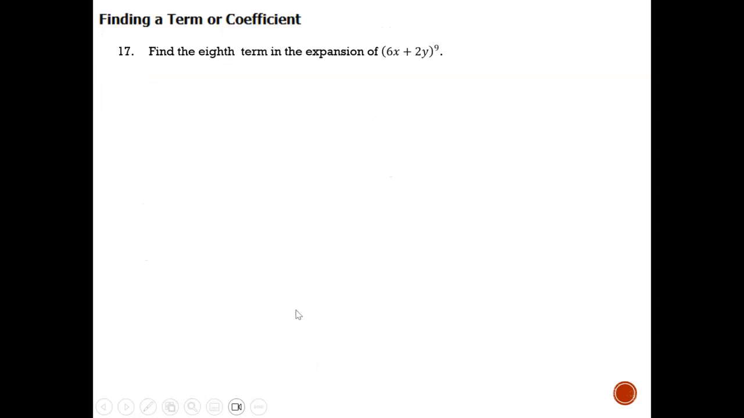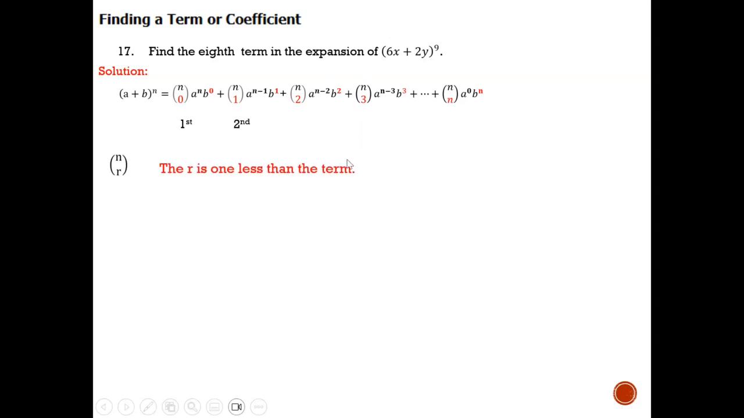Okay, now look at this one here. Same, similar problem. So here we go. Solution. Right, this is my formula. So we have find the 8th term of 6x plus 2y to the power 9. So that's my first one, and so forth, like before. So here, guys, it's going to give us 9 combination 7. Because the n is 9. And 1 less than the 8th term will be 7. See, again, it's always 1 less.